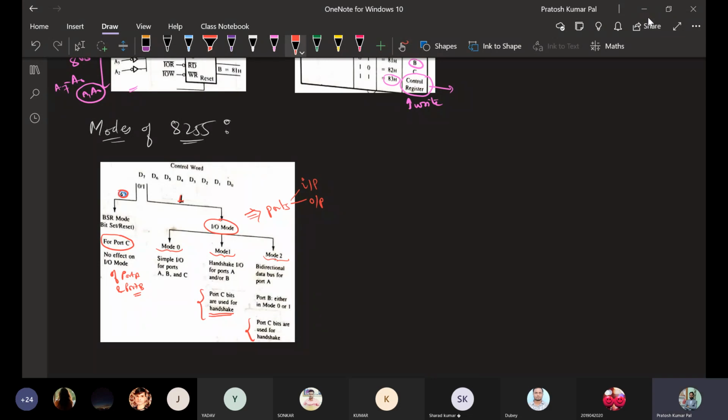In mode 2, port A is working as a bidirectional data bus, and port B will be working in either input mode or output mode. Port C will be working as handshake signals. So these are the different modes of the 8255. Now we will see each mode one by one.